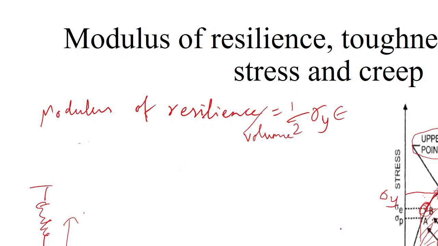And then let's go to the measure of toughness. What is the meaning of toughness of a material? Toughness is the area under the stress-strain curve up to the fracture limit. That is very important. So up to this fracture limit, the full area is termed the toughness of the material.